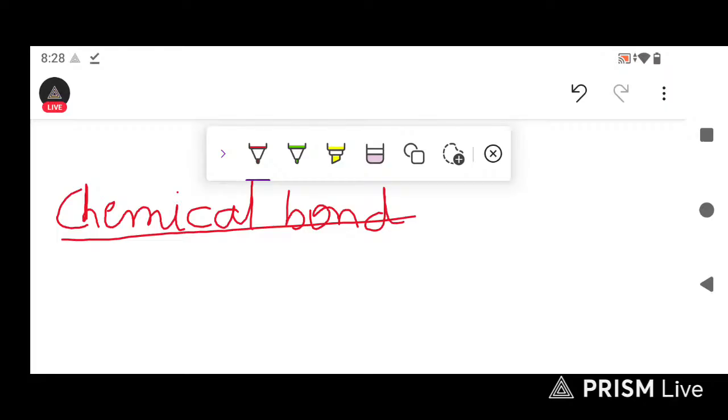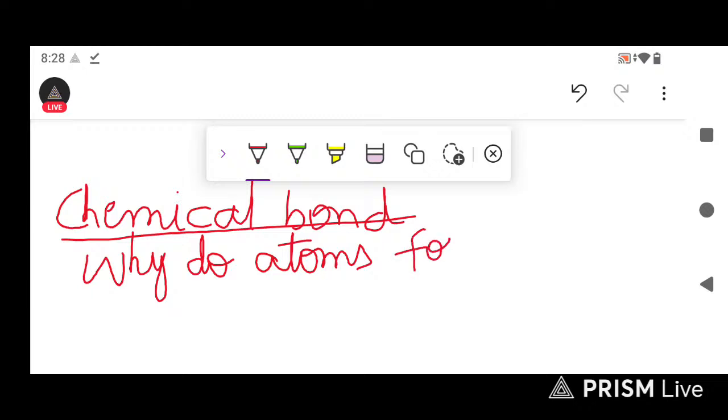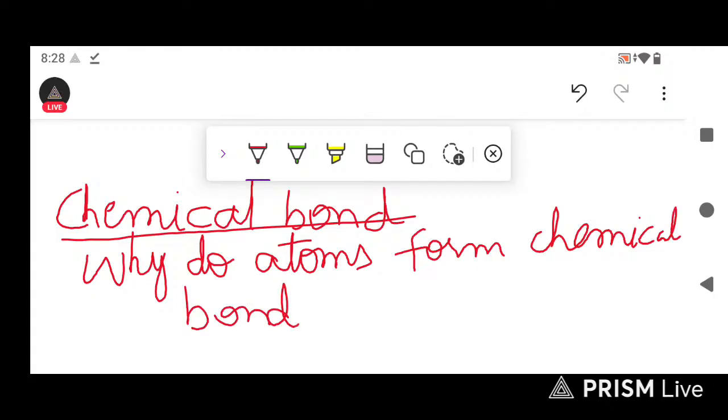First of all, we will move towards why atoms form a chemical bond. The first question that comes to mind is why they need to form a bond. What is the reason they come close to each other and form a bond? What are the factors involved in forming chemical bonds? All these questions must come to mind when we talk about chemical bonds.